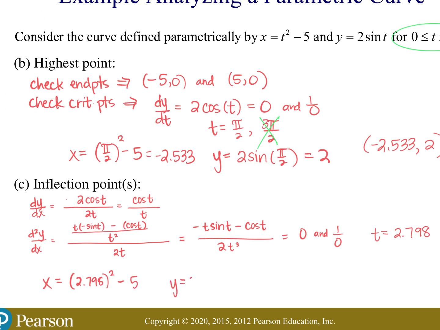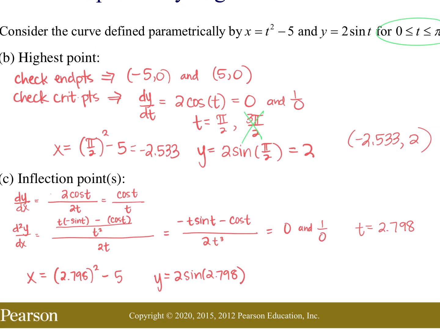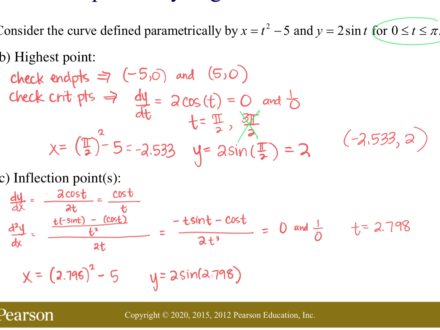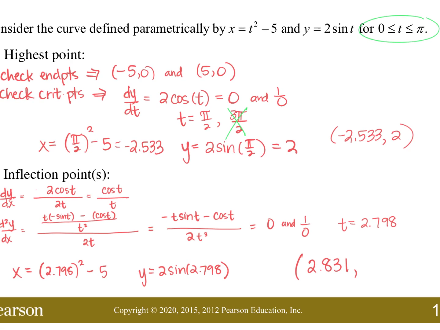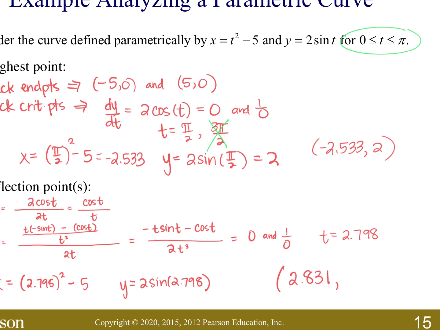And plug that value into 2 sine 2.798, so that we can, if you store that value, you'll get more accuracy. All right, Kaylin, do you have the x value yet? 2.831. Anybody confirm that? Okay. All right, Edson, do you have the y value? Okay, anybody confirm that? Great.